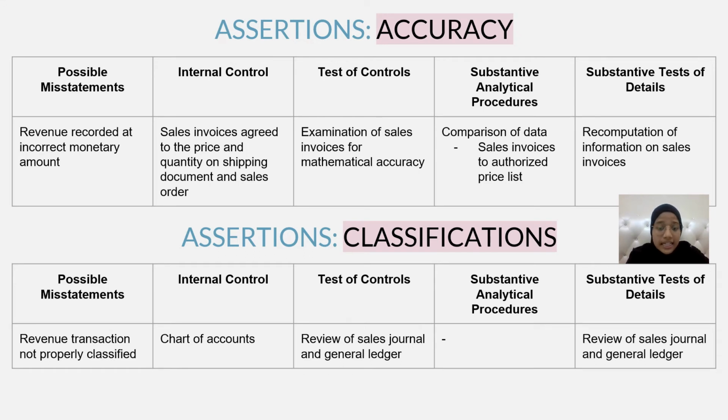The next assertion is classification. Classification is where all revenue and cash receipts have been recorded in the proper account. The possible misstatement that might occur is that revenue transactions are not properly classified. The internal control is a chart of accounts, where the auditor can perform tests of control by reviewing the sales journals and general ledger. Also, the auditor can perform a substantive test of details, where the auditor can review the sales journals and general ledger in more detail.